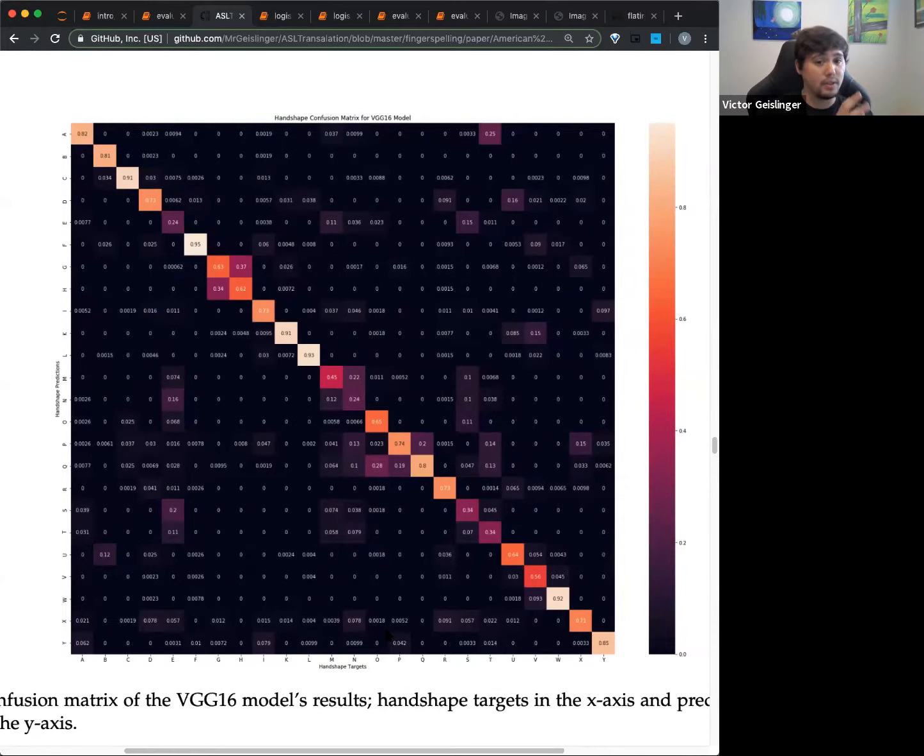No, mine's actually flipped over the other way. And these are my predictions. You can see that on this diagonal here, and also note that it's color-coded, where brighter spots mean higher values. So 82% of all A's were labeled as an actual A. You can see that these are really good. It's doing really well, 81, 91.